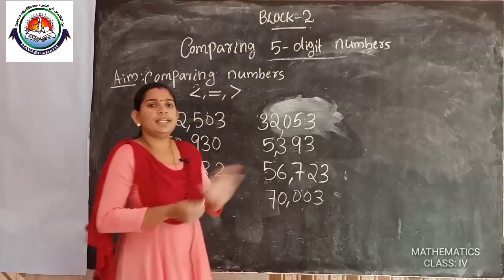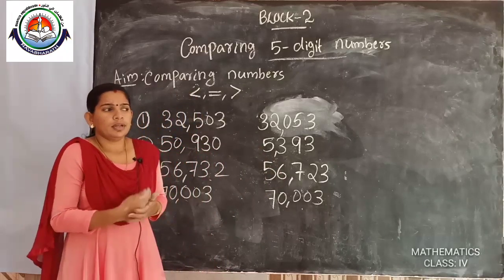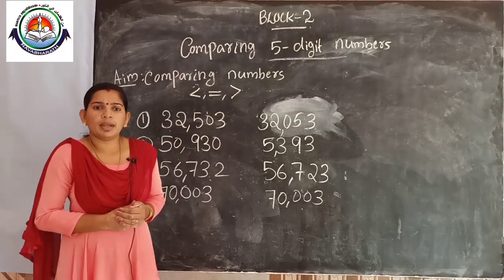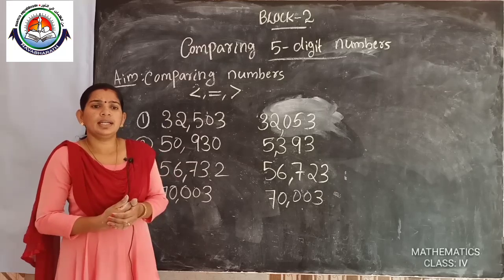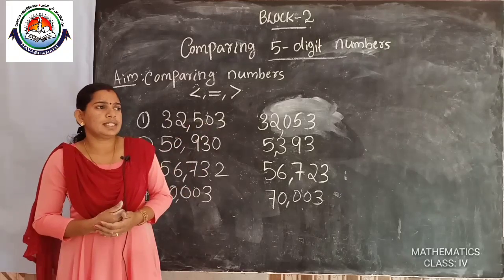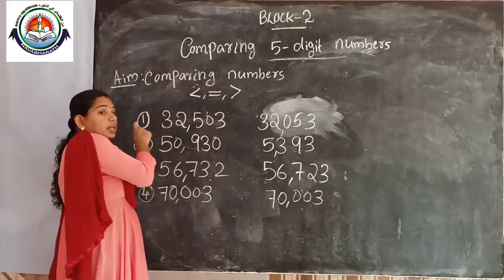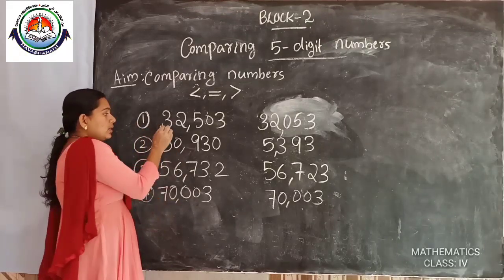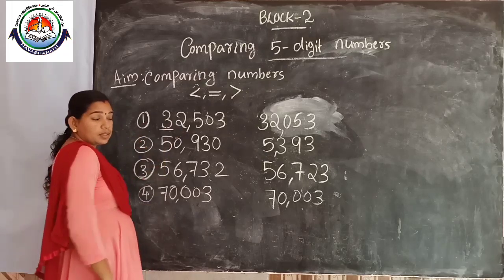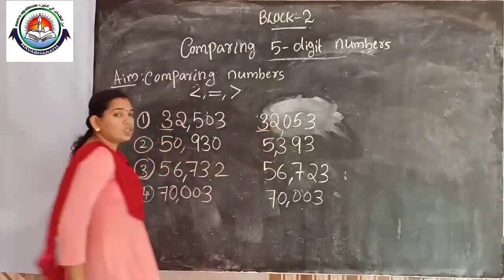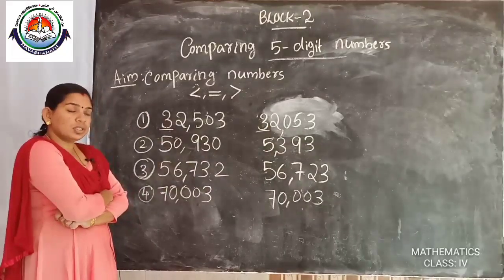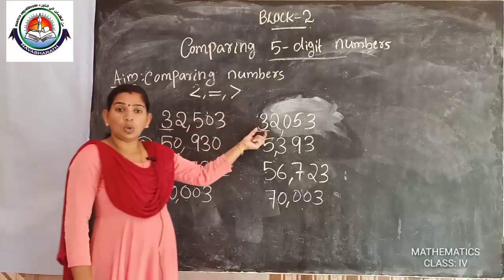Then the number of digits are equal. Then what? How do we check the comparison of these numbers? Then we will check the left side first numbers. Here the left side first number is 3. Here also 3. Then the left side first numbers are equal.